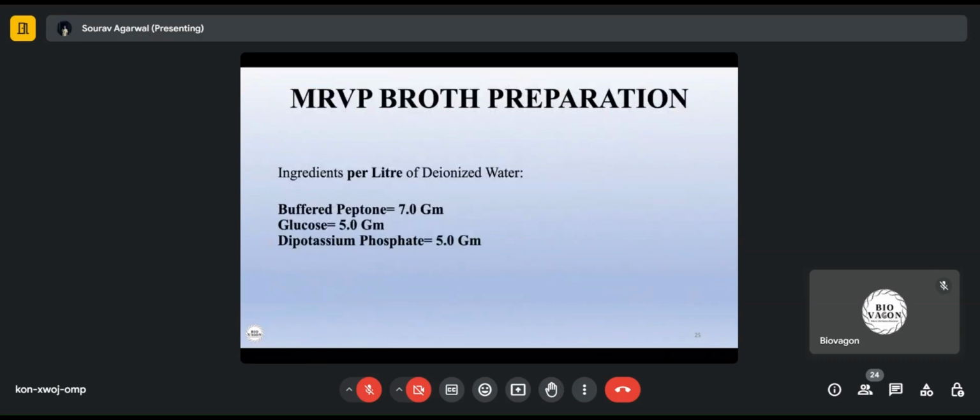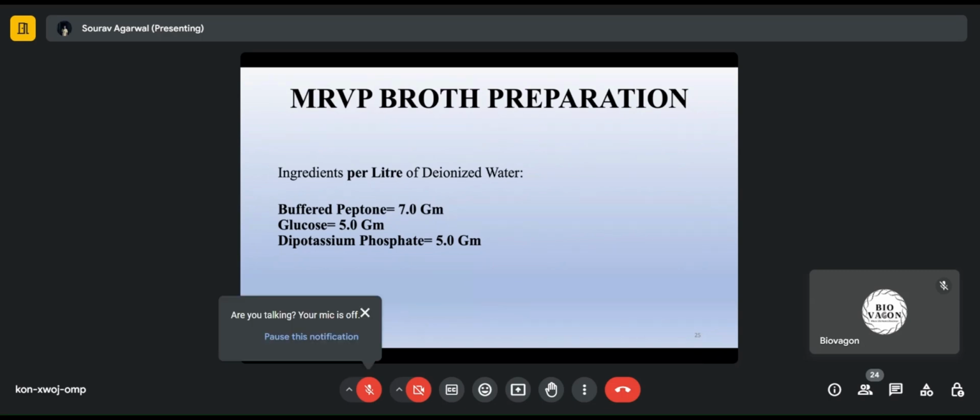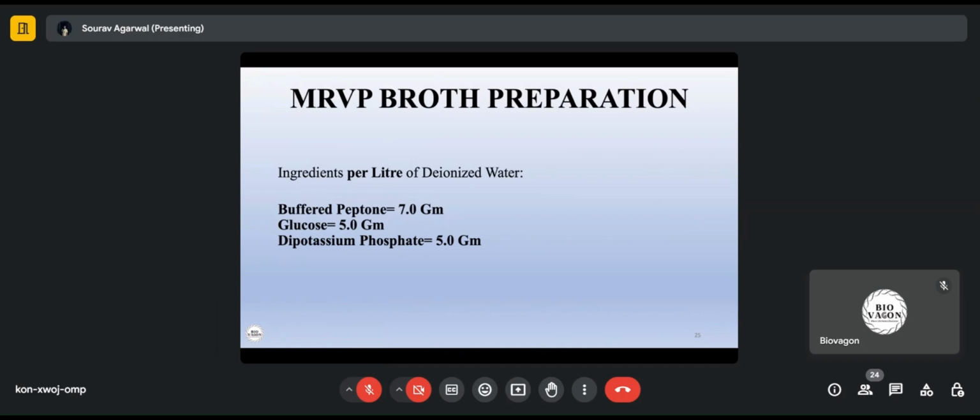So this is the MRVP broth preparation. This is for 1 liter of your media. Both the methyl red and the Voges-Proskauer tests have the same broth composition, so there's no different media composition for the two. You have to stick to this buffered peptone, glucose and dipotassium phosphate, and you have to prepare the control tubes and your test tubes, and you have to incubate them.